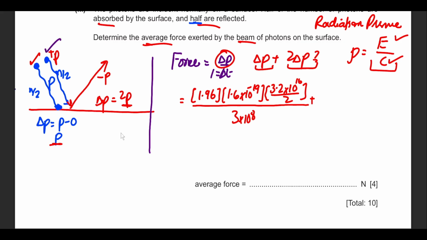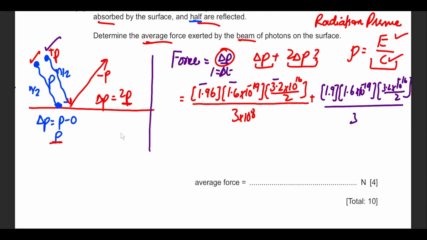So this will look exactly the same. This is this, and this. So 1.96 into 1.6 into 10 raised to the power minus 19 into 3.2 into 10 raised to the power positive 16, divided by 2, divided by 3 into 10 raised to the power 8.